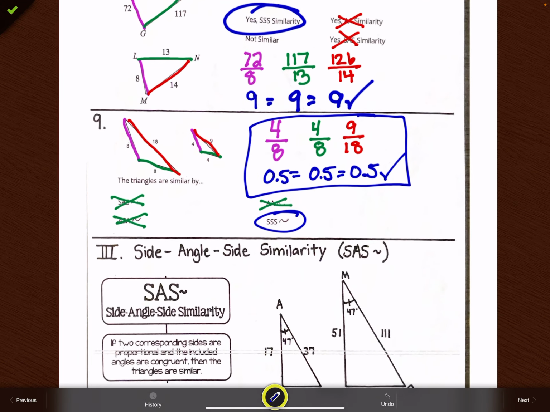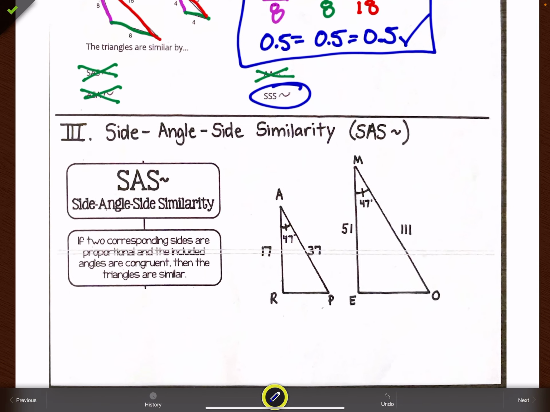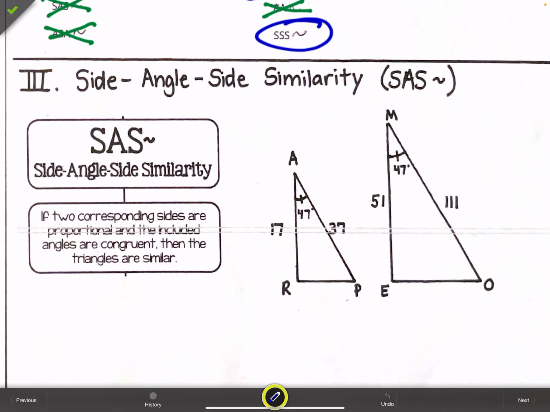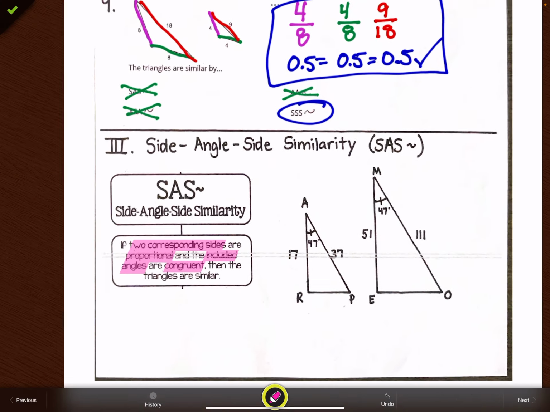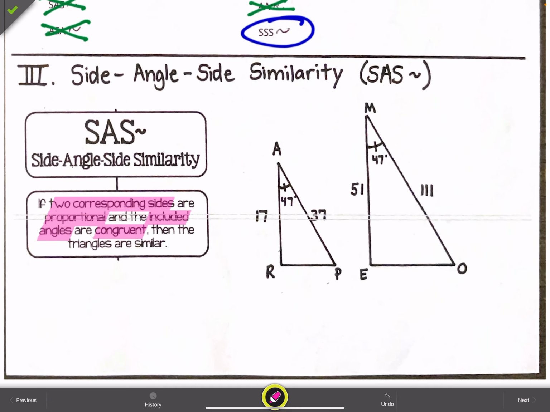All right, so for the sides, you have to check their proportions. Last one, side, angle, side. So this one kind of takes a little bit of both. You need to have 2 corresponding sides that are proportional, and you also need to have the included angle that's congruent. So with this, you are going to have to check your sides, make sure they're proportional.